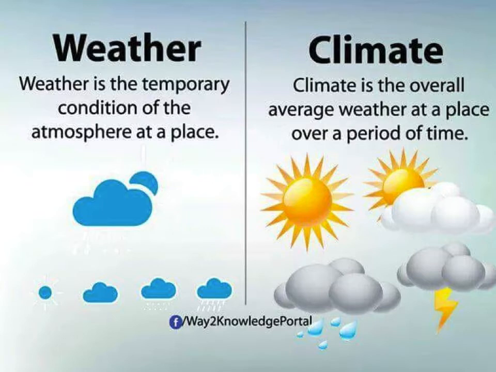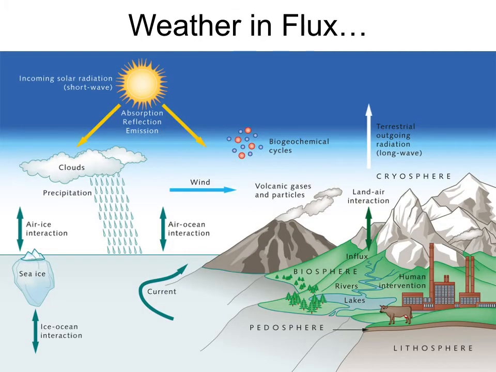Now, what is the difference between weather and climate? Weather is the temporary condition of the atmosphere at any particular place on Earth, and climate is the overall average weather at a place over a period of time. So weather refers to short-term changes in the atmosphere. Climate describes what the weather is over a long period of time in a specific area. So different regions have different climates, and weather is always in flux.